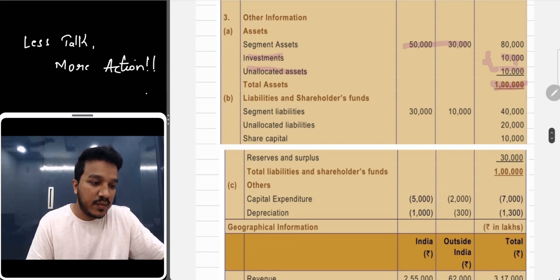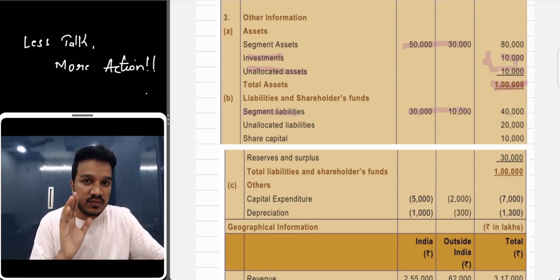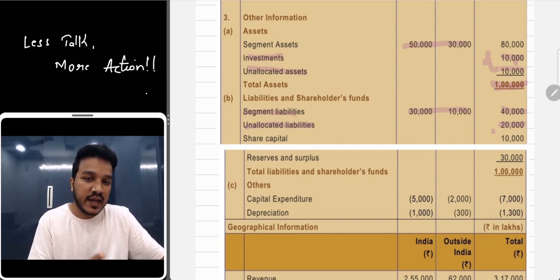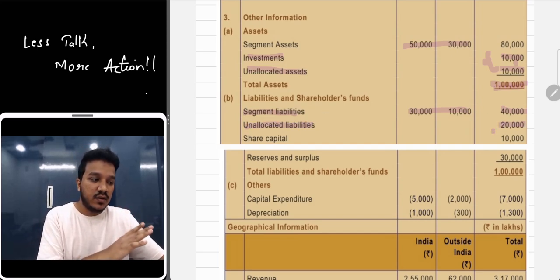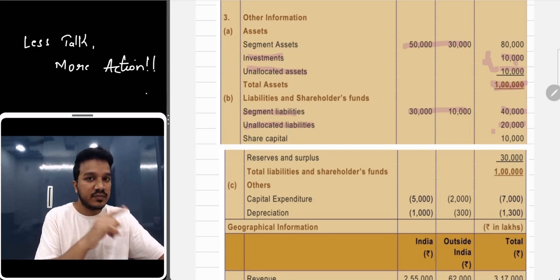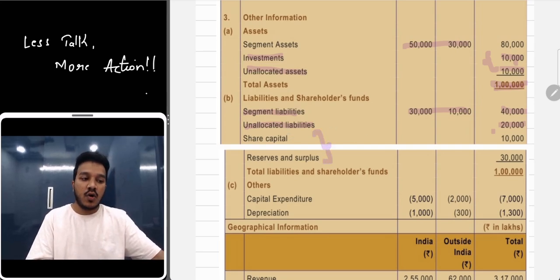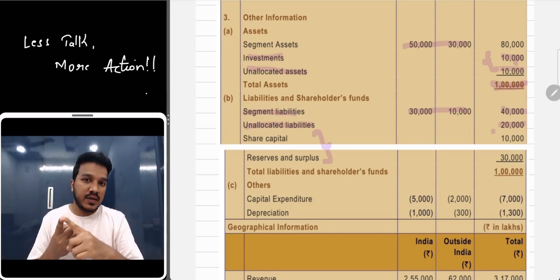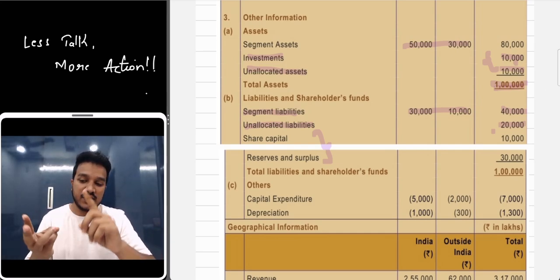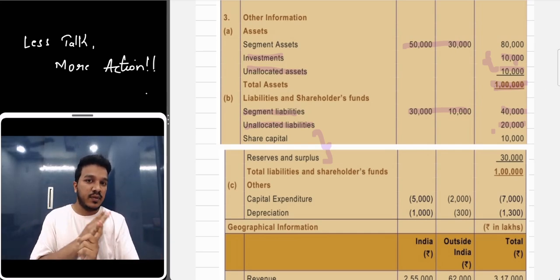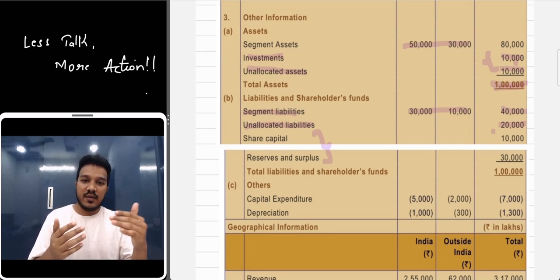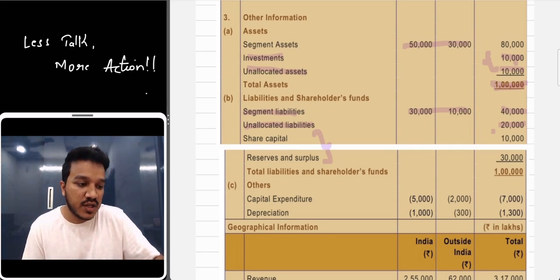Okay. So in liabilities, segment liabilities 30 and 10, this they have given us in the question, so that you have plotted here. And unallocated liabilities, this 20,000 will directly go and sit in the total column. Share capital and reserves and surplus, this is also given in the question, but see the order: segment liabilities first and then unallocated liabilities, then share capital and then reserves and surplus. Perfect. Till here our liabilities is also done. Liabilities and shareholders' funds is also done.